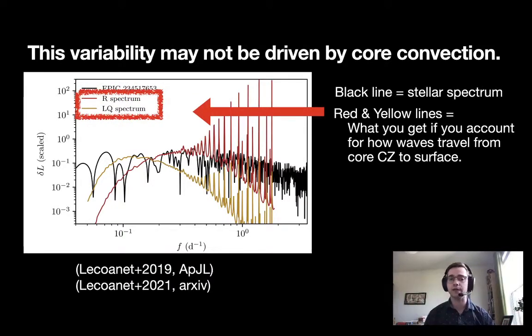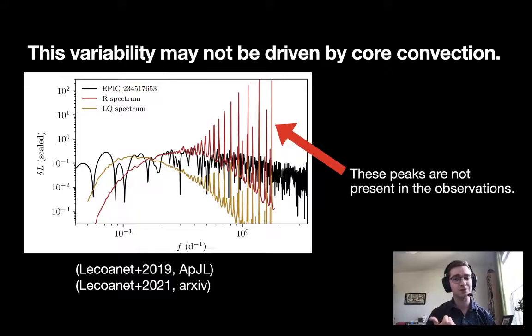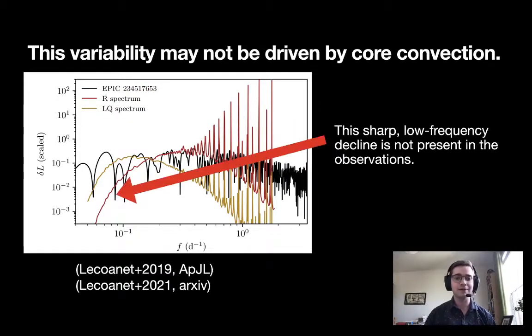Now the red and yellow lines on this plot here are some theoretical predictions of what the surface signal of gravity waves excited by core convection should be. So basically these lines take some excitation of convection near the core and then propagate that through using linear theory to get what the wave should look like at the surface, and you can see that that theoretical prediction does not match those observations. Specifically, there are these huge peaks in the theory, which are not present in the observations, and also there's a low frequency decline that the theory has, which is not present in the pretty flat observations.